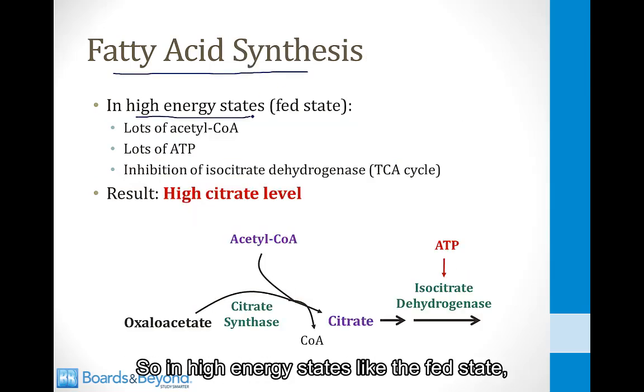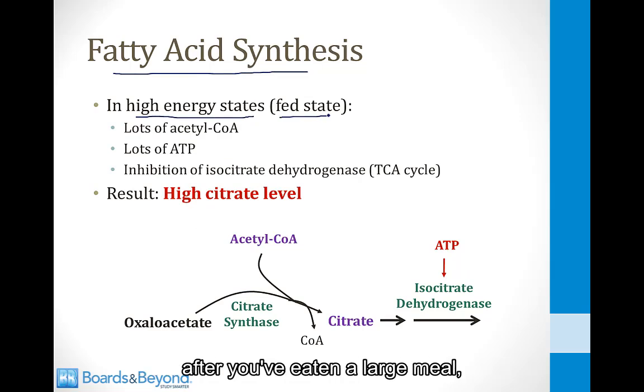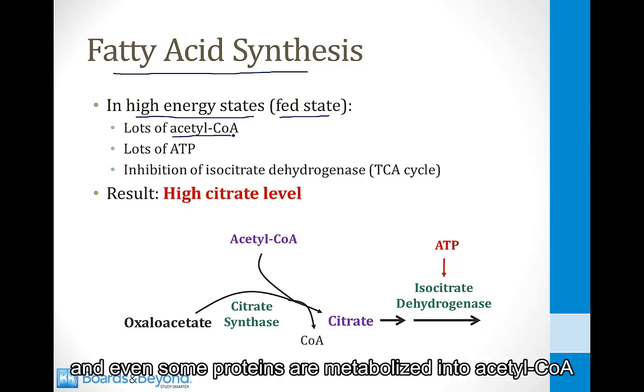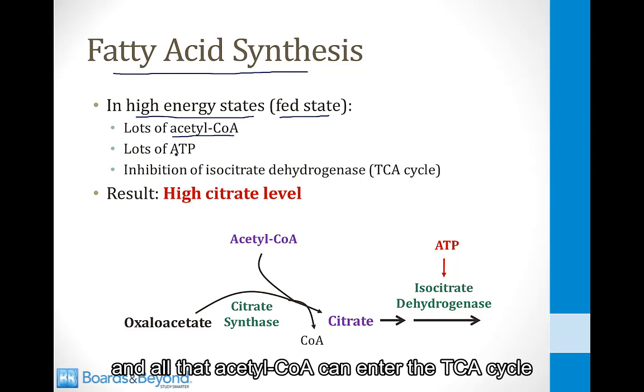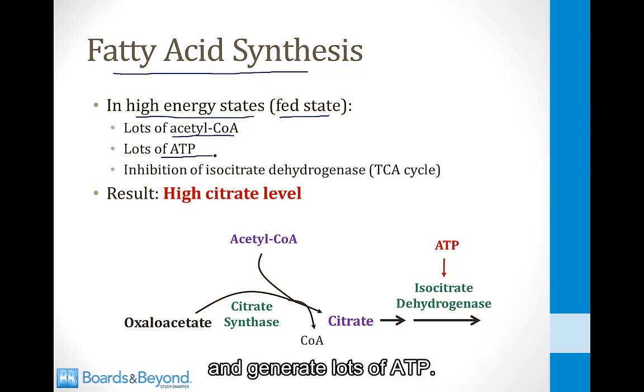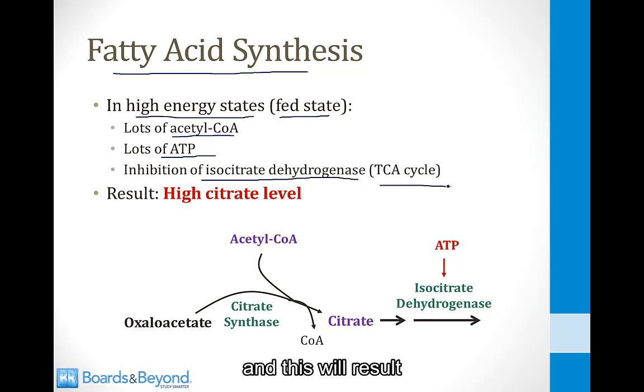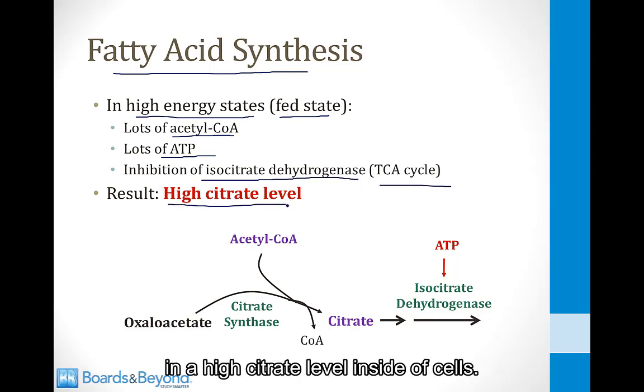So in high energy states like the fed state, after you've eaten a large meal, there is a lot of acetyl-CoA inside of cells. Carbohydrates are converted to acetyl-CoA, and even some proteins are metabolized into acetyl-CoA. And all that acetyl-CoA can enter the TCA cycle and generate lots of ATP. As a result of the high level of ATP, there will be inhibition of the enzyme isocitrate dehydrogenase in the TCA cycle, and this will result in a high citrate level inside of cells.